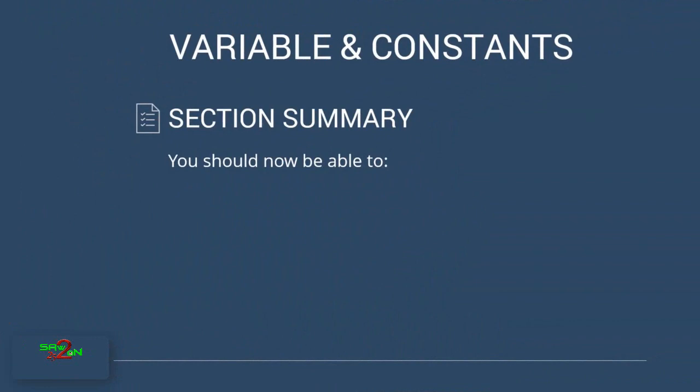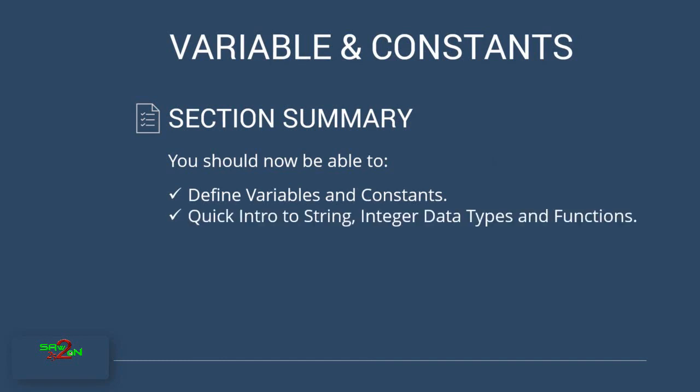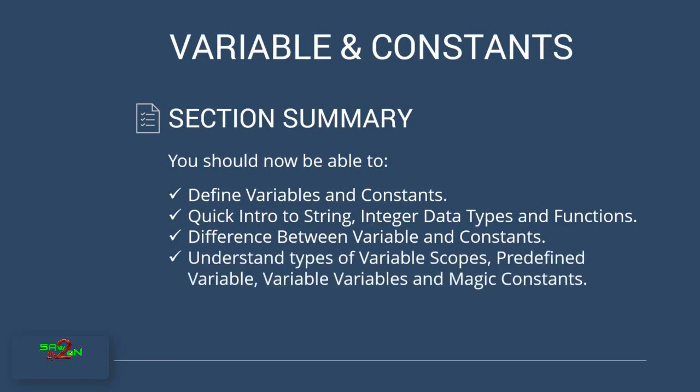Let's summarize what you have learned in this section. By now, you should be able to define your own variables and constants. You should know how to work with string, integer data types, and functions. Remember, this is not the full section on data types and functions. We have a separate section to cover that. But on a high level, you should be able to define a string, assign an integer value to a variable, and write a function and call it. You should know the difference between a variable and a constant and when to use either of these two. And you should understand the various concepts of variables that we have seen in this section.